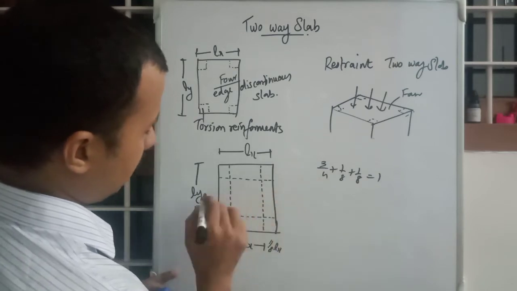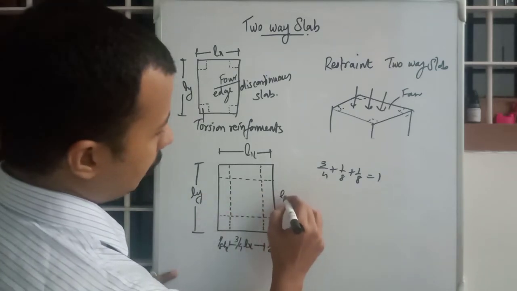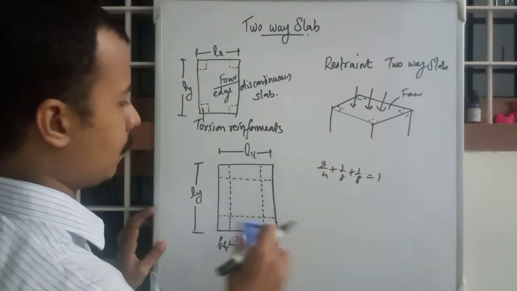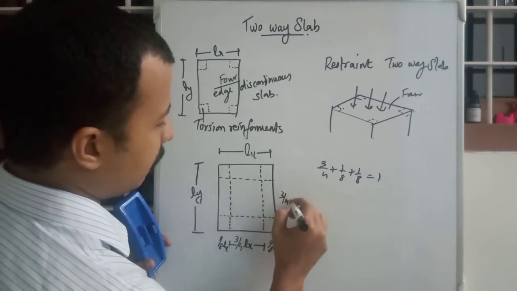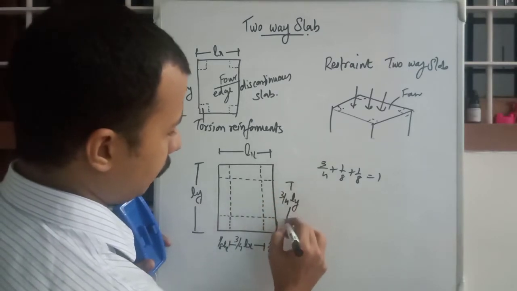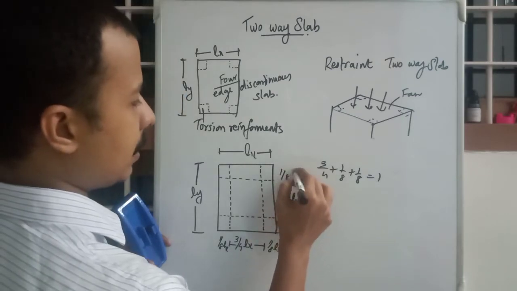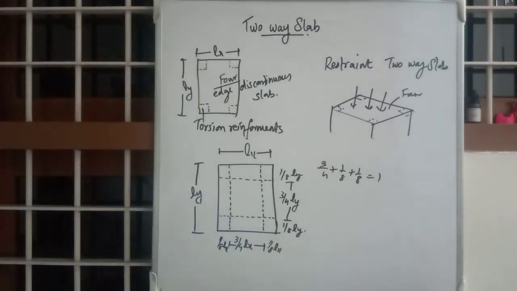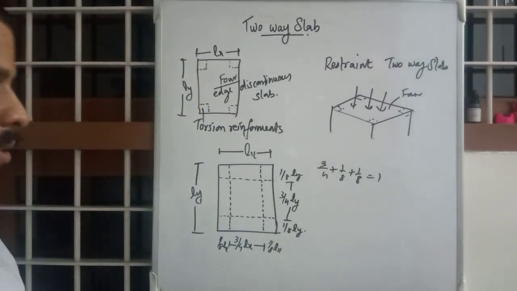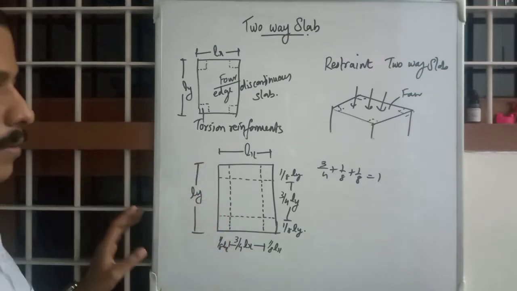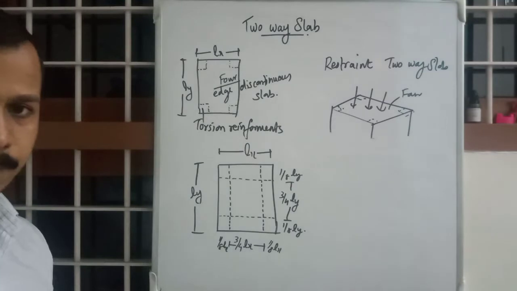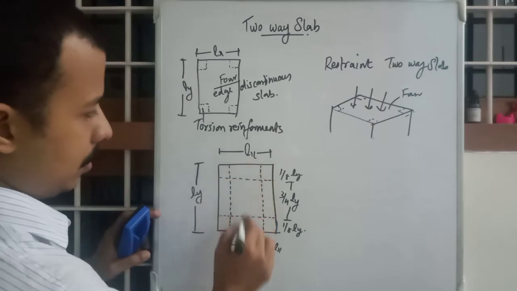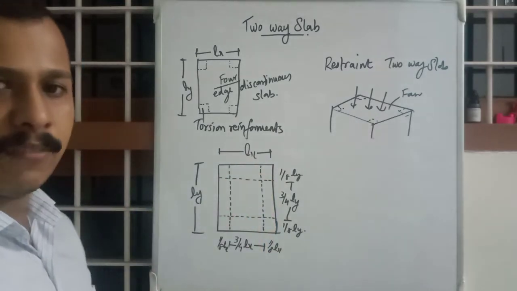This is the middle strip with respect to the longer span, LY, sorry. 3 by 4 LY, same thing, and 1 by 8 LY, 1 by 8 LY. I hope it's clear. This is how we are going to design the reinforcement. The criteria is that along the middle strip only we will be designing.